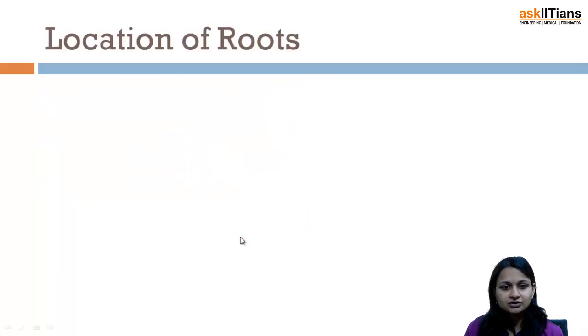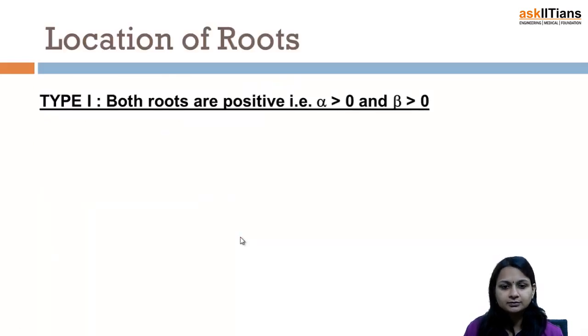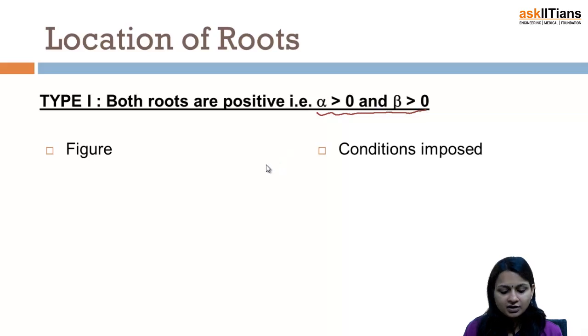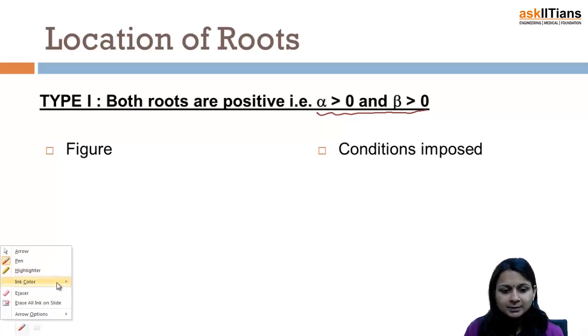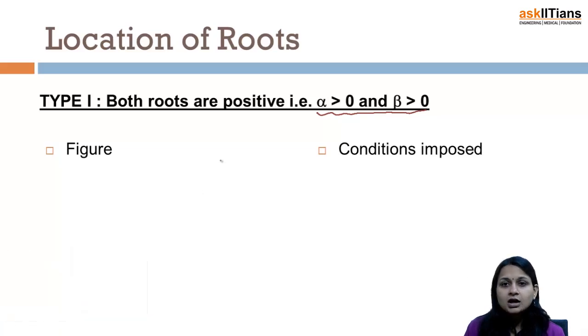So let's talk about the first category, the first type, which is when both roots are positive: alpha greater than 0 and beta greater than 0. Let's see how we will draw the figure and impose the conditions. Whenever I have to draw the figure, I have to be a bit careful. First of all, I have to think whether a, the coefficient of x square, is greater than 0 or less than 0. Here nothing is given, so we will be making two cases.